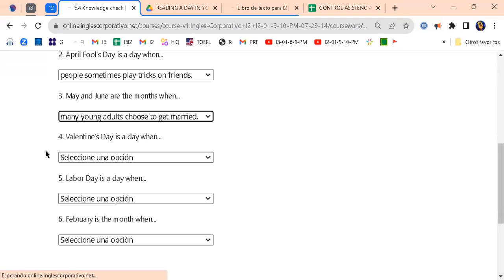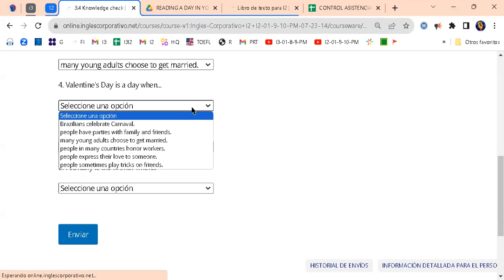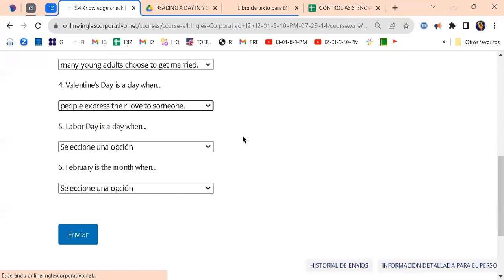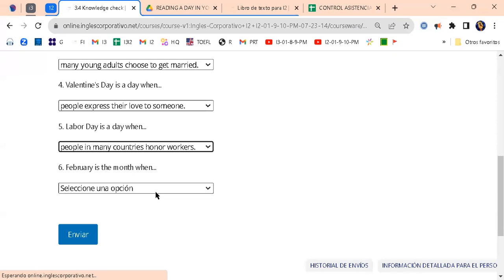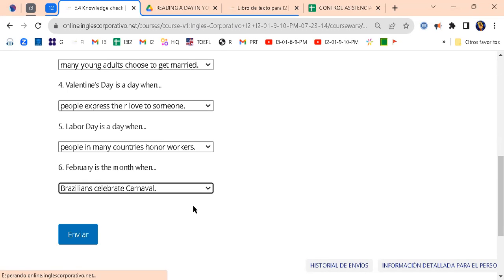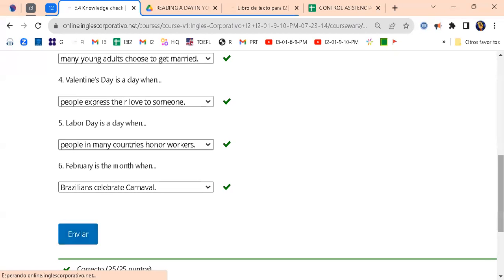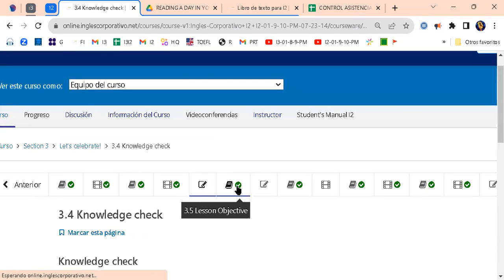Okay, let's see. Valentine's Day is a day when... People express their love to someone. And Labor Day is a day when? Labor Day. People in many countries honor workers. Okay, yeah. And February is the month when? February. Brazilians celebrate carnival. Okay, February is the month when Brazilians celebrate carnival. Okay, so let's see. I'm going to close my eyes. Okay, that was okay. Perfect, guys. Good job. And you see you did it without having the class.